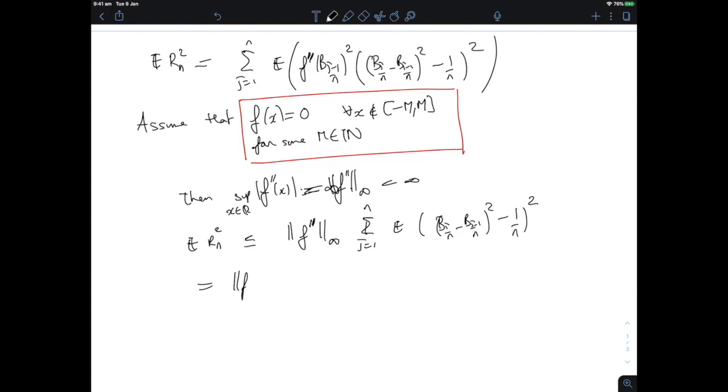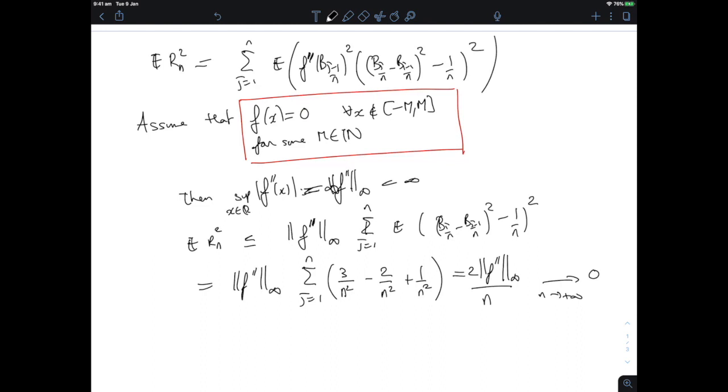In fact, we've computed that before. So this is smaller than ||f''||∞ times the sum j equal 1 to n, and then you expand that square: you get the expectation of the increment to the fourth, and that gives you a 3 upon n squared. You get the cross term, that gives you a minus 2 upon n squared, and then you get plus 1 upon n squared. Point being, you sum that, j equal 1 to n. So this entire thing is equal to ||f''||∞ times 2 upon n squared times n, so 2 divided by n. And now this certainly goes to 0 as n goes to infinity.